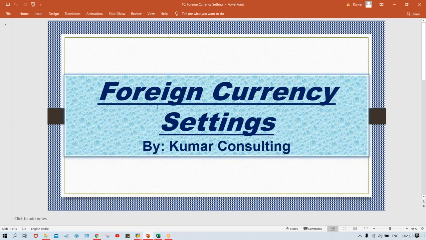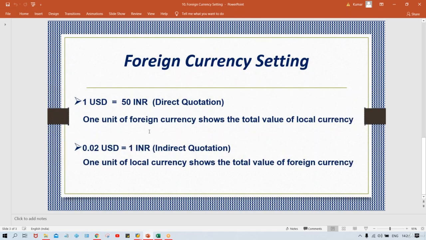So now, if you talk about the definitions, guys, I'll just show you here in my PPT. Look at here. Direct quotation: one unit of foreign currency shows the total value of local currency. An indirect quotation means one unit of local currency shows the total value of foreign currency. I'll explain this logic. Let's suppose I told you 1 USD equals 50 Indian currency, right? So how are the rates going to be specified in SAP?